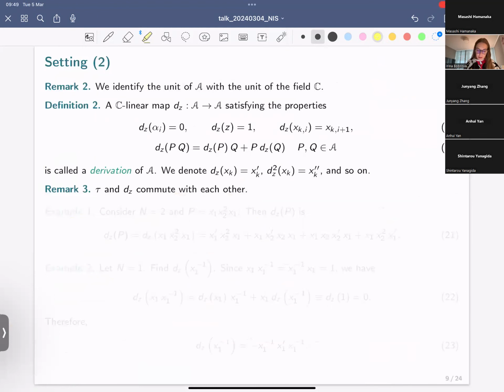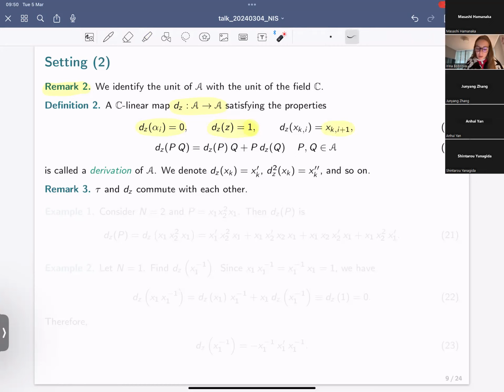Next part is related to the derivation of our algebra A. Remark about identifying the unit of A with the unit of the field. Anyway, we call a C-linear map from A to A, that we denote by D sub Z, a derivation if it satisfies the following properties. For any constant, we have D sub Z of alpha sub A is equal to 0. If we take a derivation of our central element Z, we obtain the unit of our algebra A, or just one. And we shift our variables x sub ki by the unit.